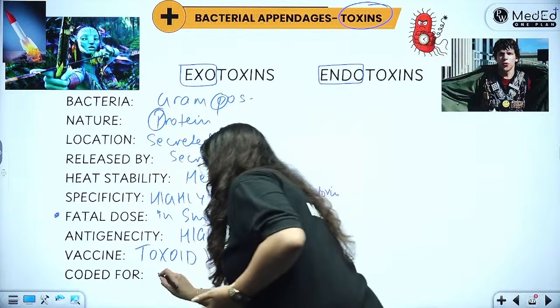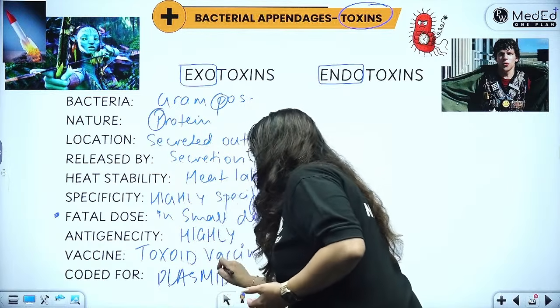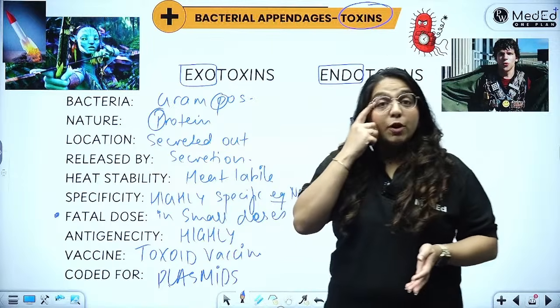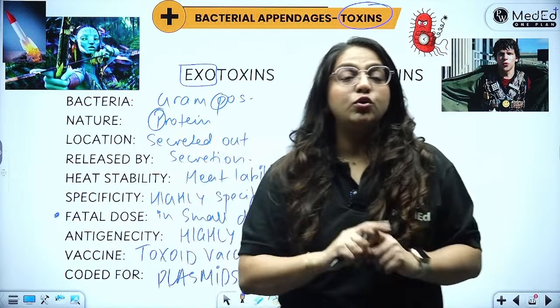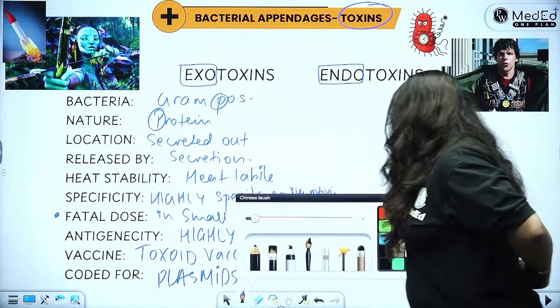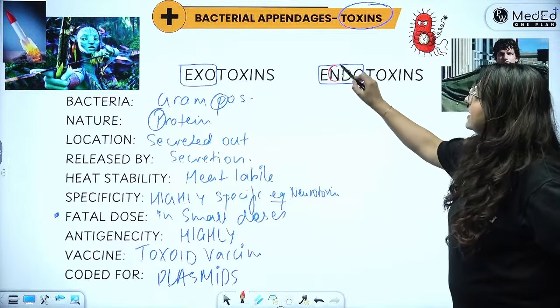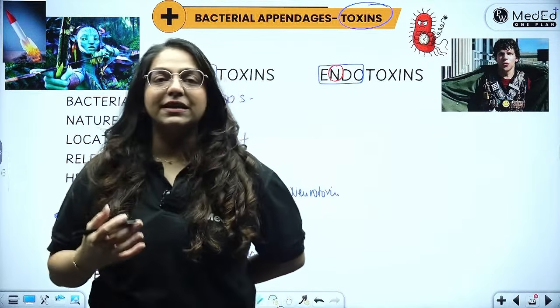These are coded for by the plasmids. So don't you think that two bacteria can exchange plasmids? So the property to produce exotoxin can be exchanged between two different bacteria. Whereas on the other hand, in endotoxins, you can first of all see that it has the letter N in it. So it is obviously going to be secreted majorly by the gram negatives.